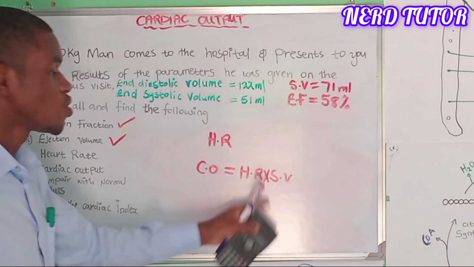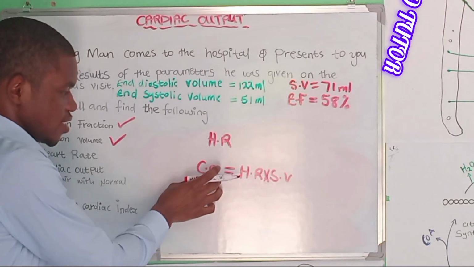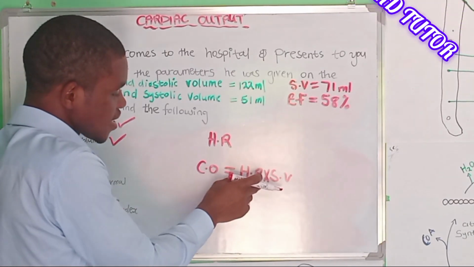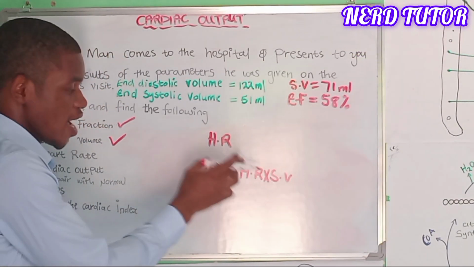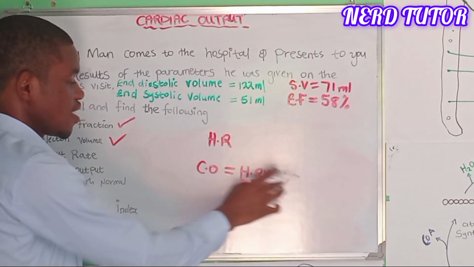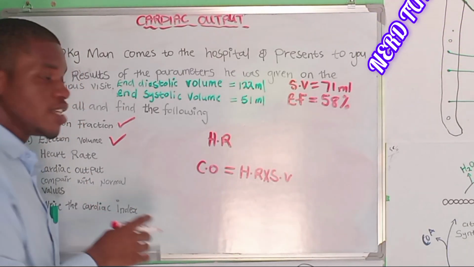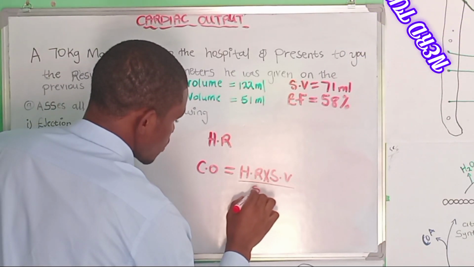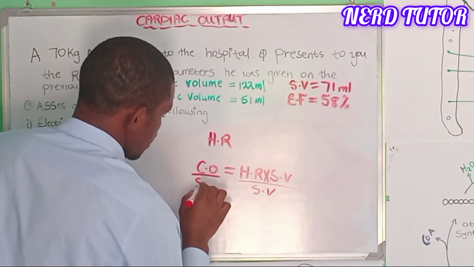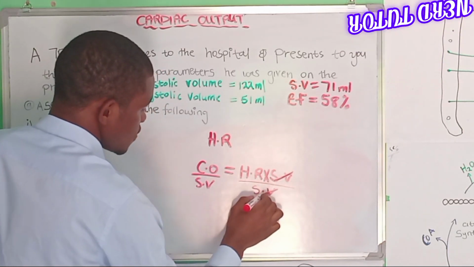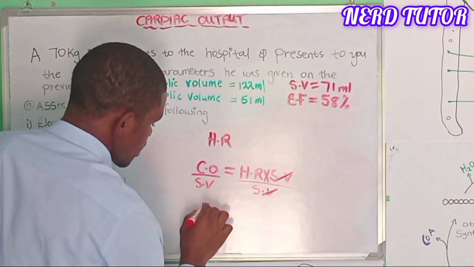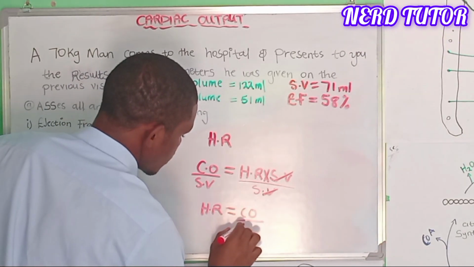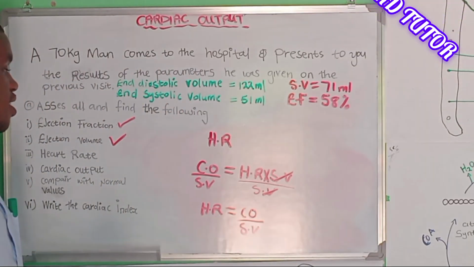So this is a formula that we use to calculate what? Cardiac output. But we have the heart rate in this formula. So making the heart rate the subject, it means we are going to be solving for heart rate, provided we have the value for stroke volume and the value for cardiac output. So let us make the heart rate the subject of the formula. We divide by the stroke volume, then heart rate will now be equal to cardiac output divided by the stroke volume.